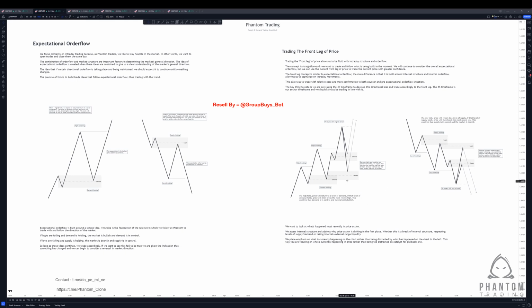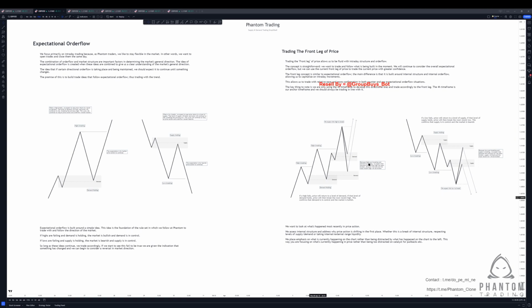So if we look at this example, it's very similar to what we were talking about with expectational order flow. But what we'll notice is we're seeing highs breaking and price pulling into demand. We see another high break. If a high fails, price will return to a level of demand. If that level of demand holds, price will then break the most recent high. This confirms that demand is in control and that the market is bullish. Because highs are breaking and demand is holding, we expect that because the previous high has been broken, demand will hold and the most recent high will be broken.